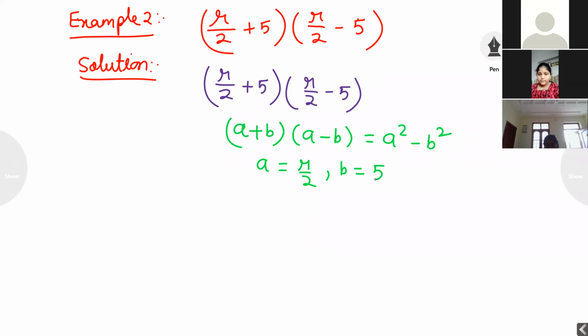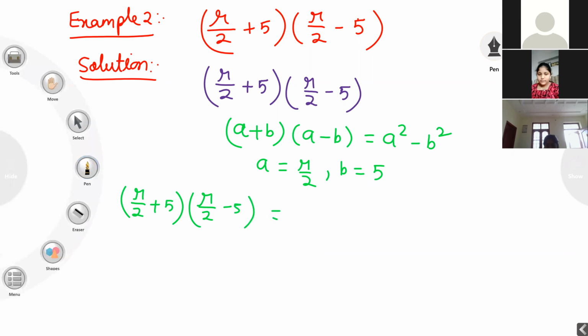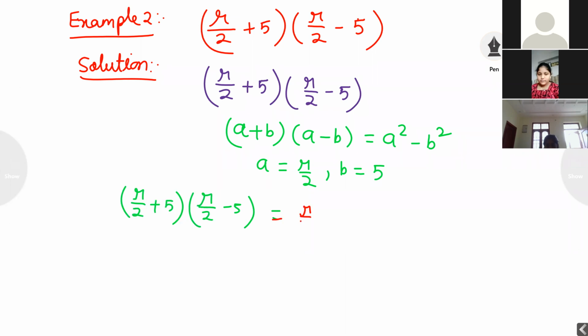Now I want to substitute these values in the given identity. Then I will write here (r by 2 plus 5), second bracket (r by 2 minus 5) is equal to, don't write r by 2 square, (r by 2) whole square minus 5 square. (r by 2) whole square, what will it become? r square by 4, minus 5 square is 25, the right answer. r square by 4 minus 25.